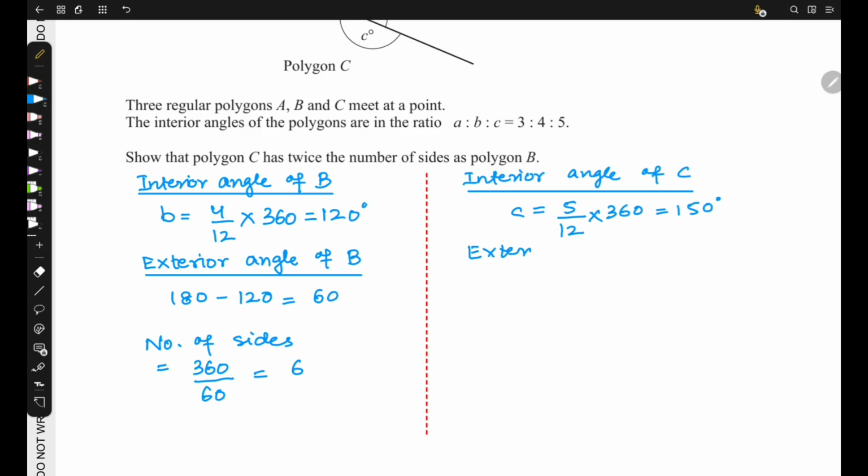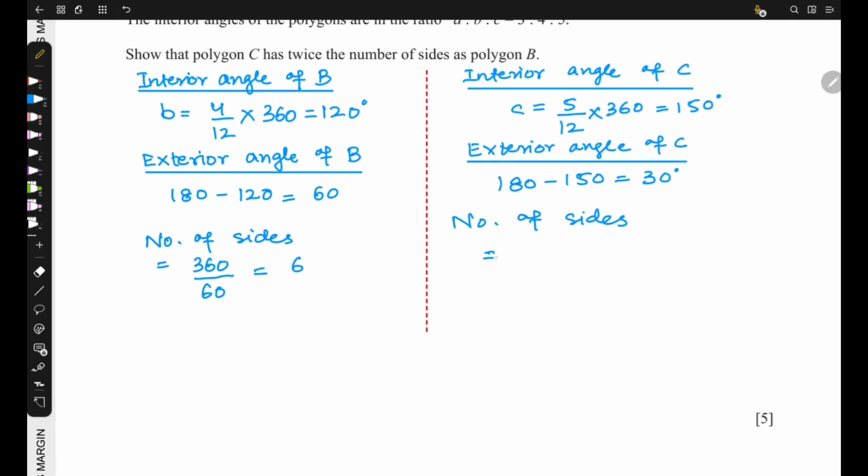Now we can find out the exterior angle of C, because interior angle and exterior angle are supplementary of each other. So we just have to subtract 150 from 180, we'll get 30 degrees. Now we can easily find out the number of sides of polygon C. As we know that the sum of all exterior angles is 360 and one exterior angle is 30. So 360 divided by 30 is 12.